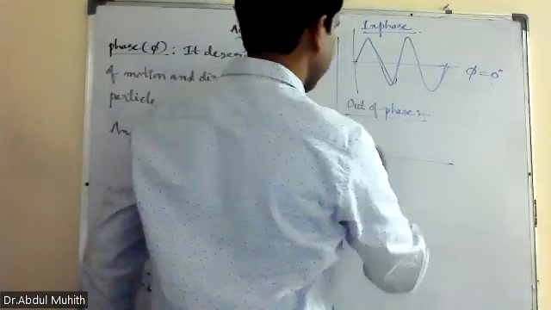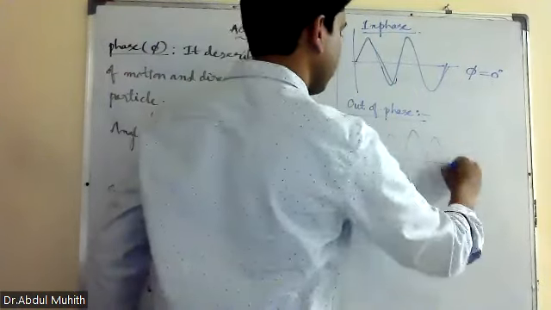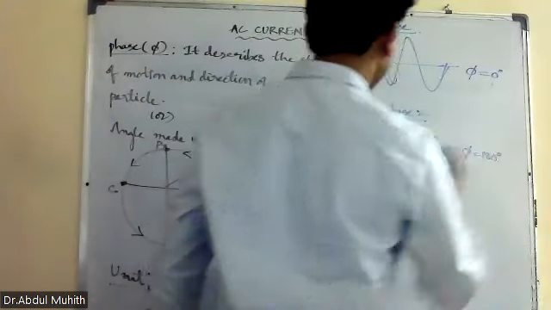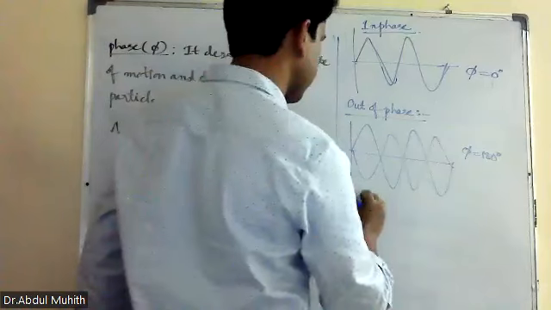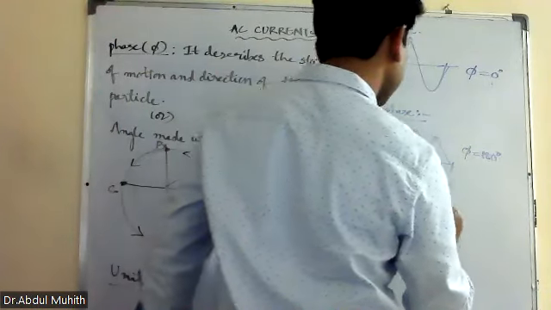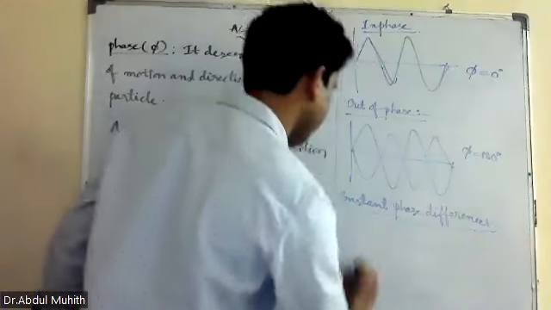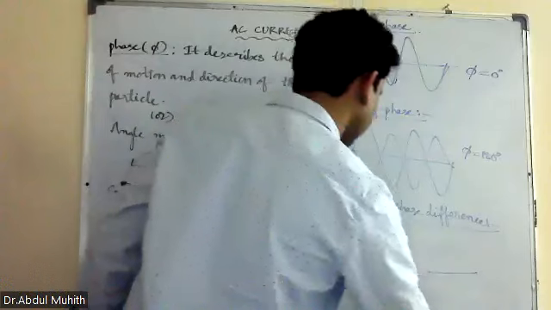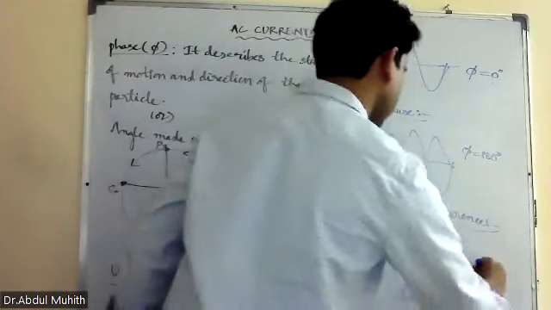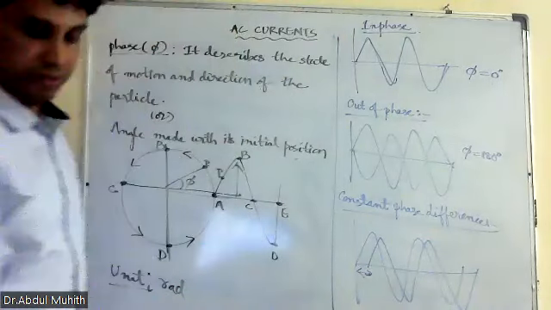So here, this is out of phase. The phase angle here is 180 degrees. Next is constant phase difference. So what is constant phase difference here? This angle is said to be constant phase. This is a leading or lagging of a wave.